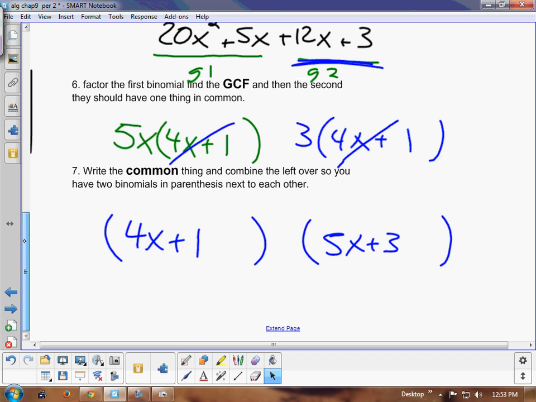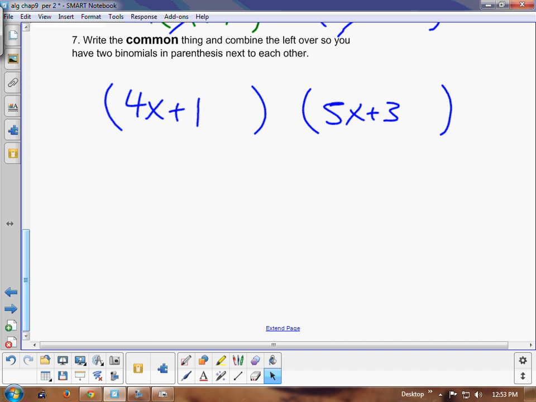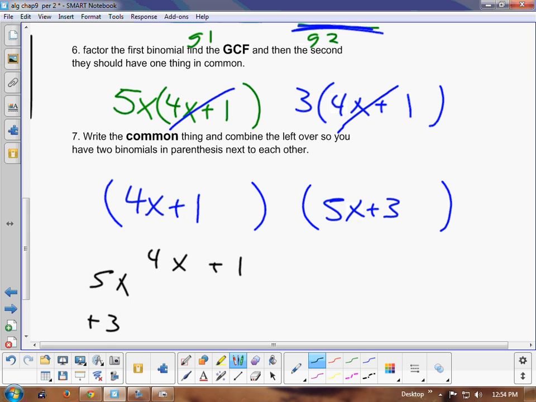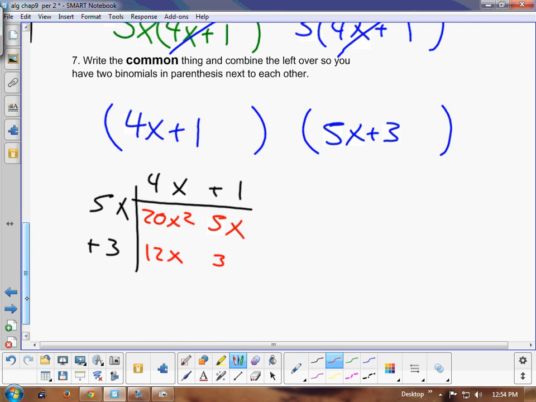Okay, how do you know? Well, we're going to do a check. Take 4x plus 1 and 5x plus 3 and do the box method on it. This times this is 20x squared. This times this is 5x. This times this is 12x. And this times this is 3. So if we put it all together, add these two together, we get 20x squared plus 17x plus 3. And that checks with the original question.